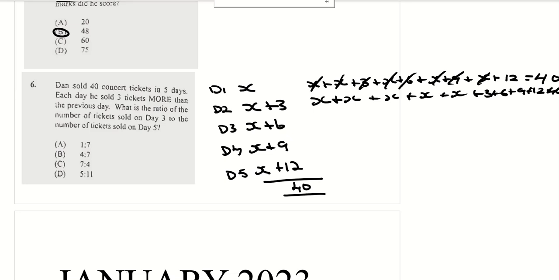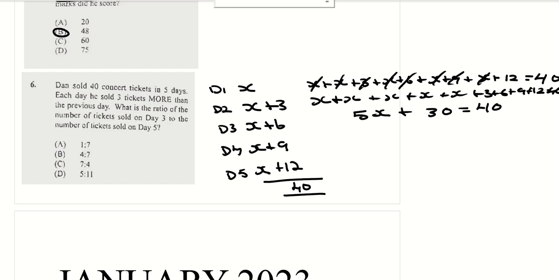So how many X's are there? 1, 2, 3, 4, 5. So we have 5X plus 3 plus 6 is 9. 9 plus 9 is 18. 18 plus 12 is 30. So that's 5X plus 30 is equal to 40.